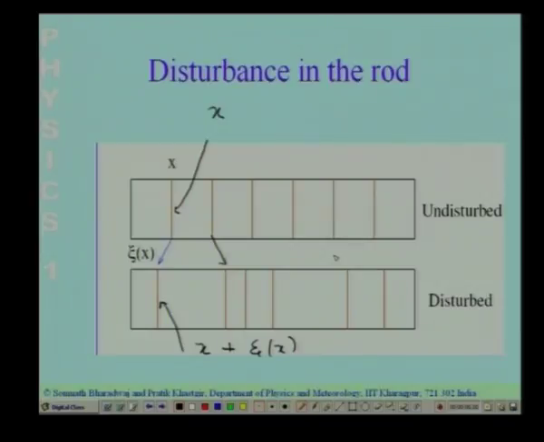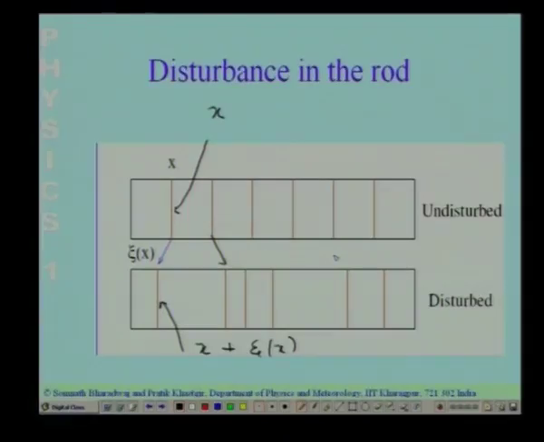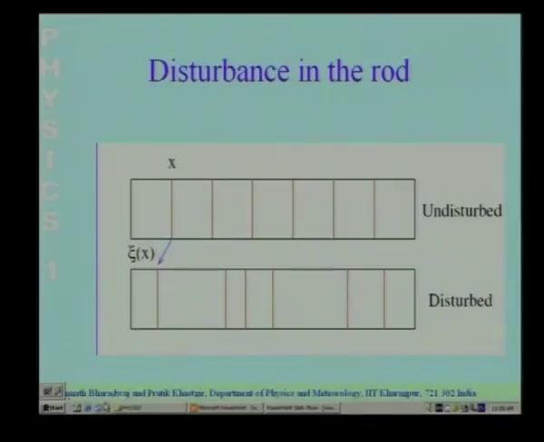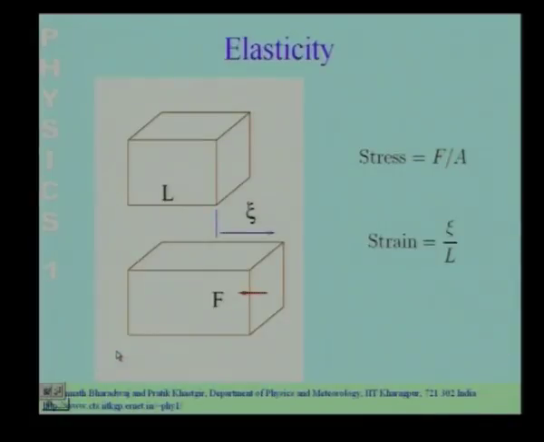Now, we are interested in studying how this whole disturbance pattern evolves. The disturbance pattern is quantified through this variable xi of x, which tells me the displacement of each element, and we are interested in studying how this evolves. So, before getting into this, let me briefly recapitulate some of the properties of an elastic rod, what we mean by elasticity.